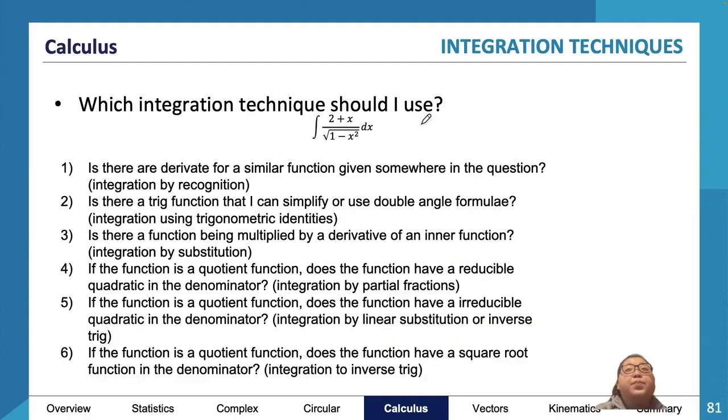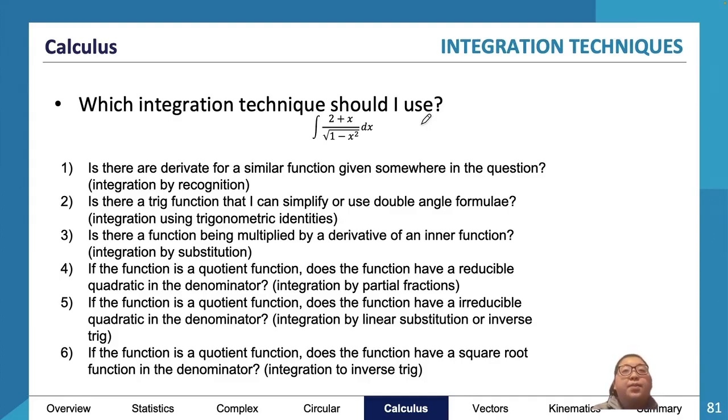Okay, so with this one, screen through the techniques again. So not really a similar function, not trig, not really the derivative of the inner function, right? Because that would be negative 2x. Is it a quotient function? Yes. So does it have a reducible quadratic? Not really. Does it have an irreducible quadratic? Once again, not really. Does it have a square root? Yes, it does have a square root.